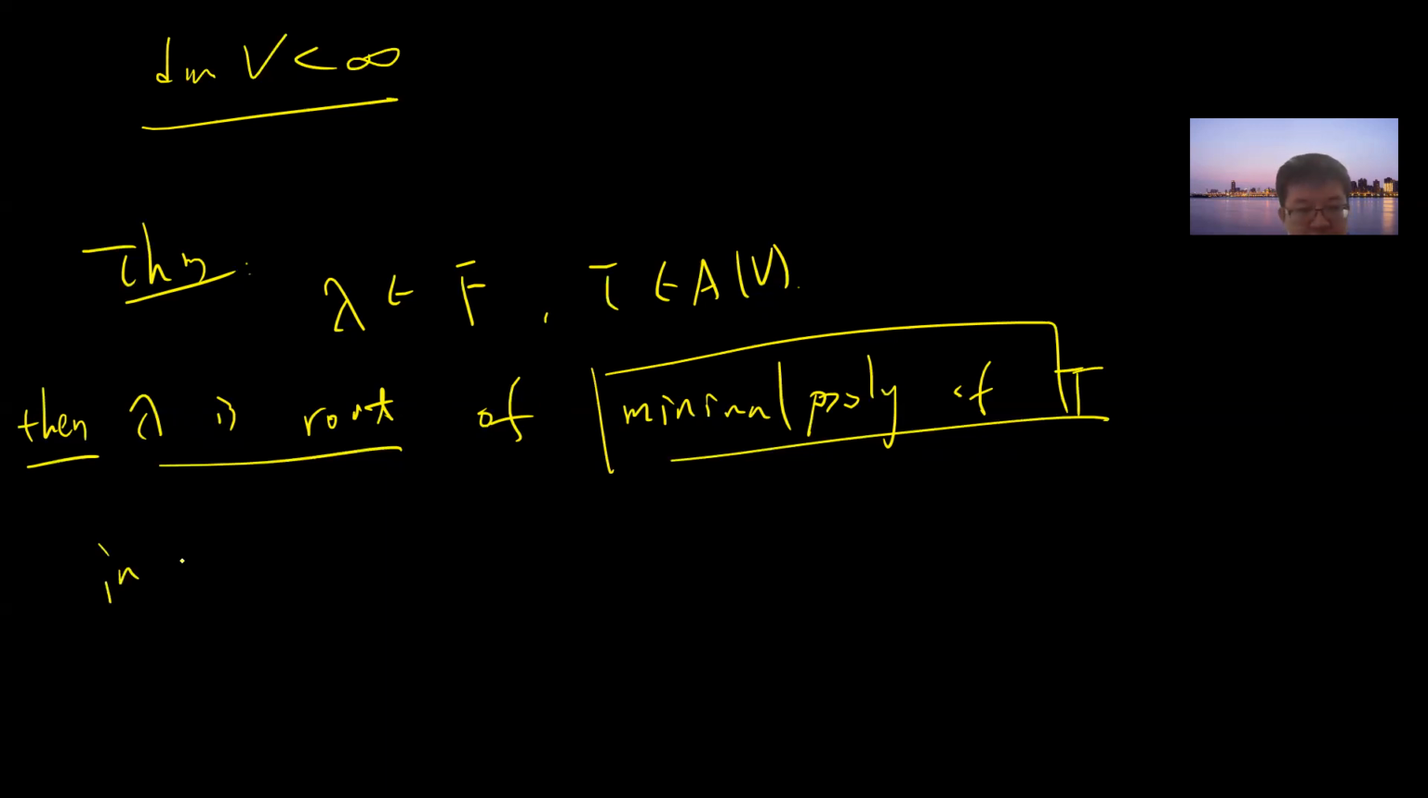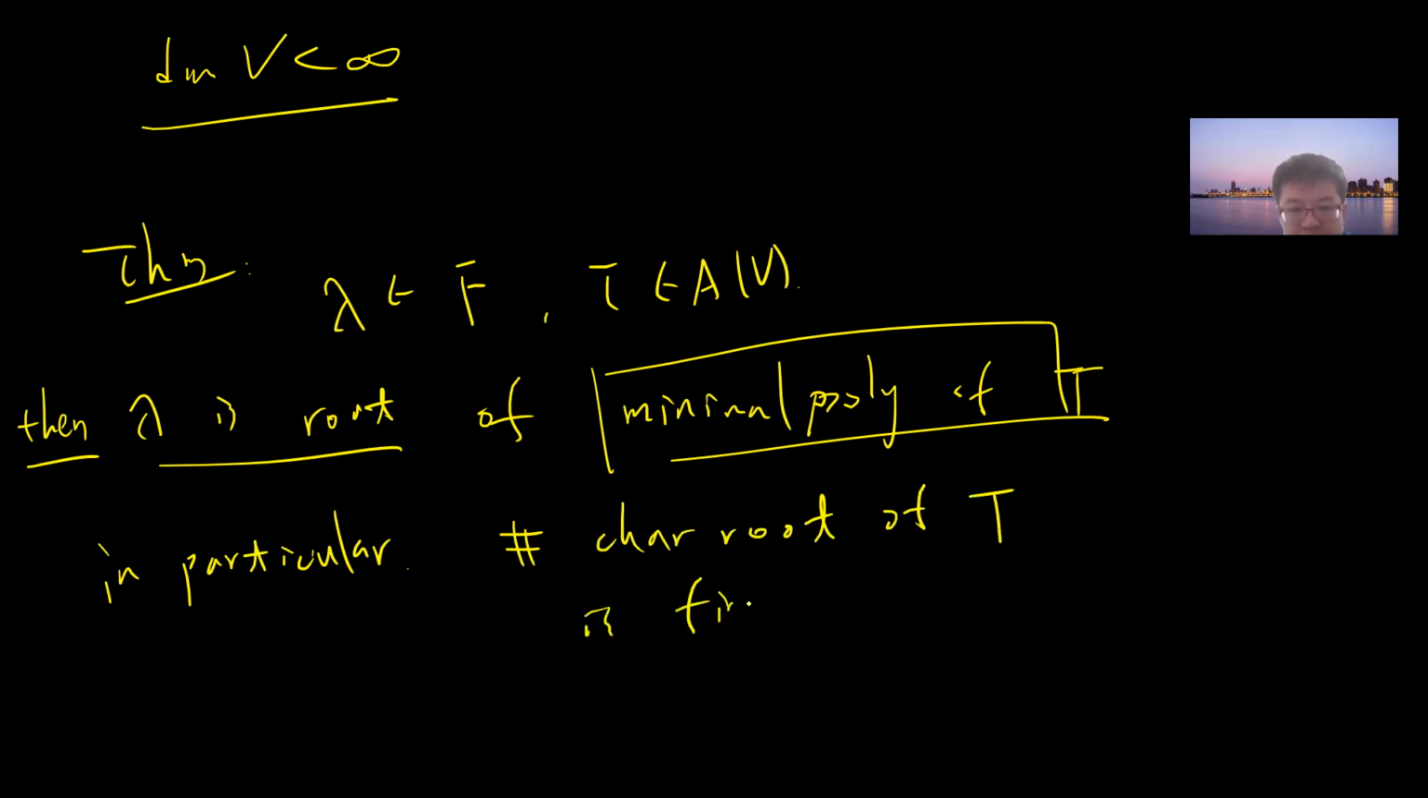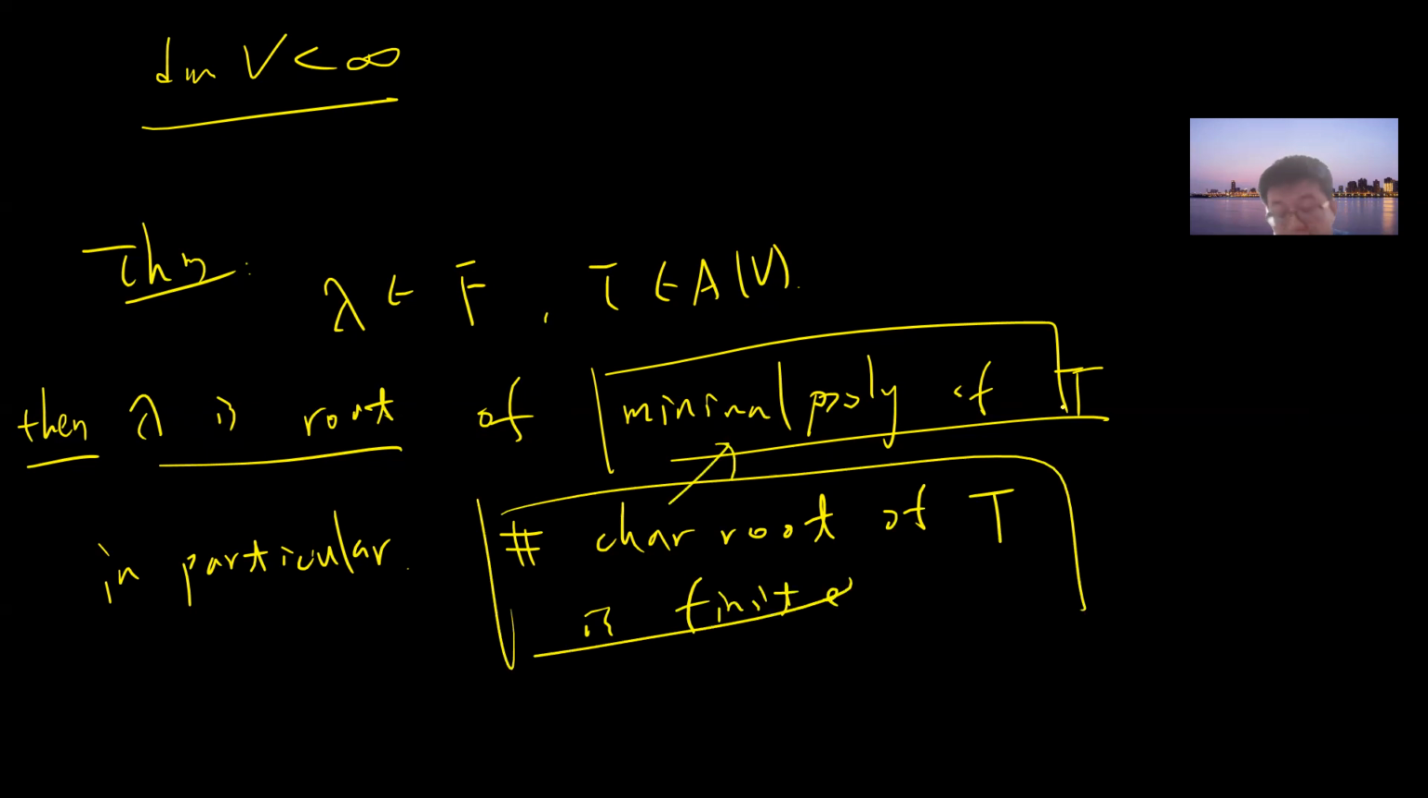And also, in particular, the number of the characteristic roots of T is finite. This is simple because the degree of the minimum polynomial of T is always finite. So once we prove it, then we will have this result.